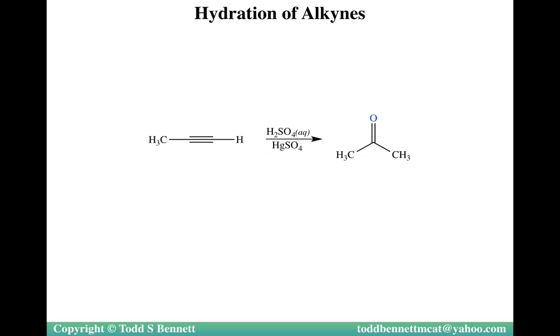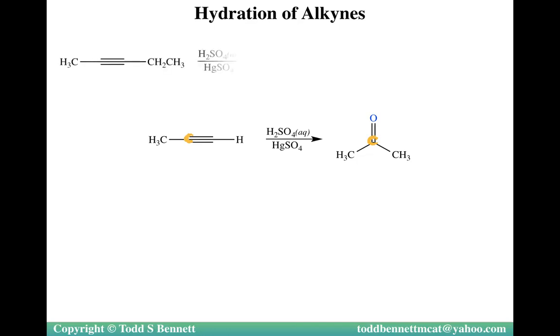Note here that this time we have a carbon here. It's an internal carbon that's getting the O, but it's the exact same story. We're going through an enol first. That enol turns back into a carbonyl. So in this case, it's an enol to a ketone. That's your tautomerization. The previous one was an enol to an aldehyde.